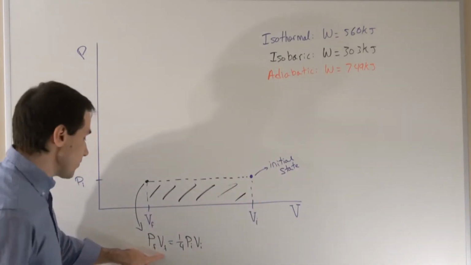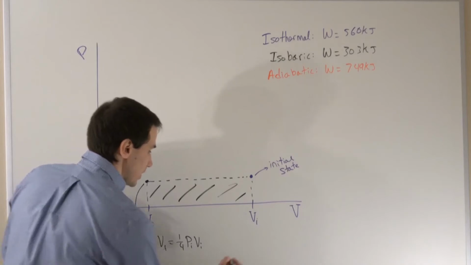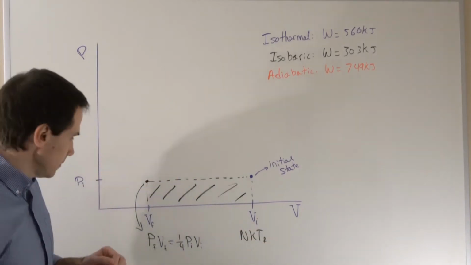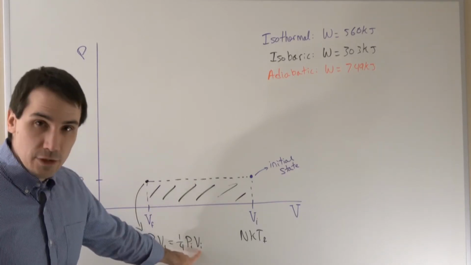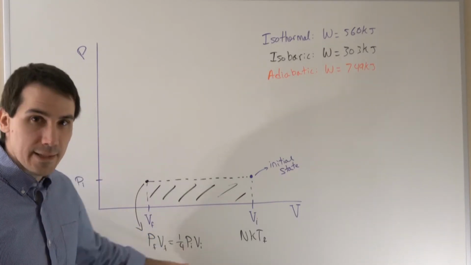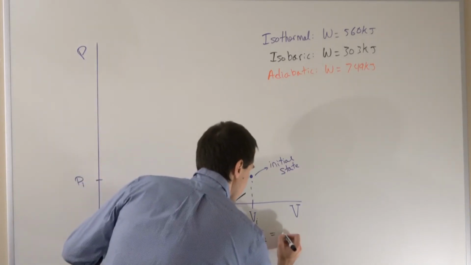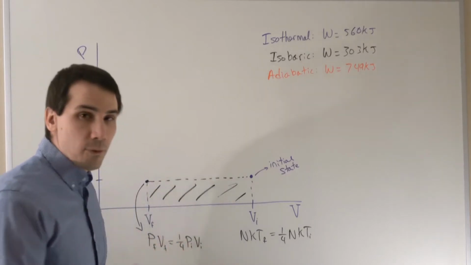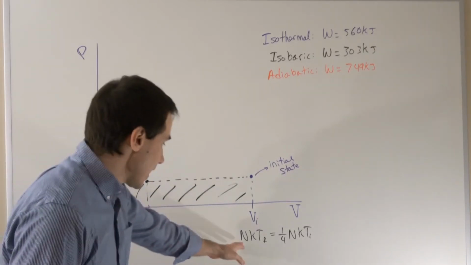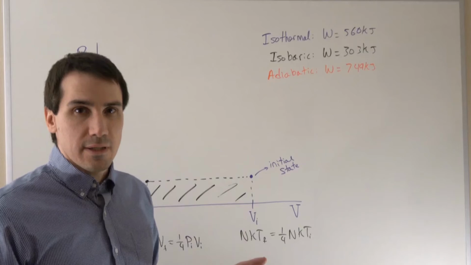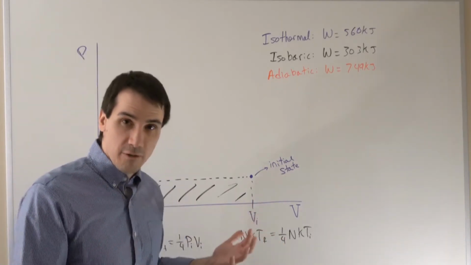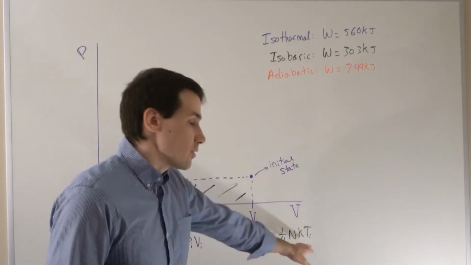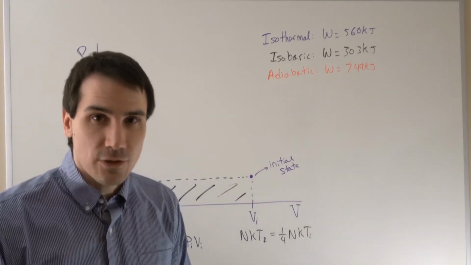Well, P final V final is going to be equal to NKT final. And P initial V initial is going to be equal to NKT initial. So this is equal to 1/4 of NKT initial. Since N and K don't change as the system is compressed, it still has the same number of particles, right? And K is just a constant. That means that our final temperature is 1/4 of our initial temperature.